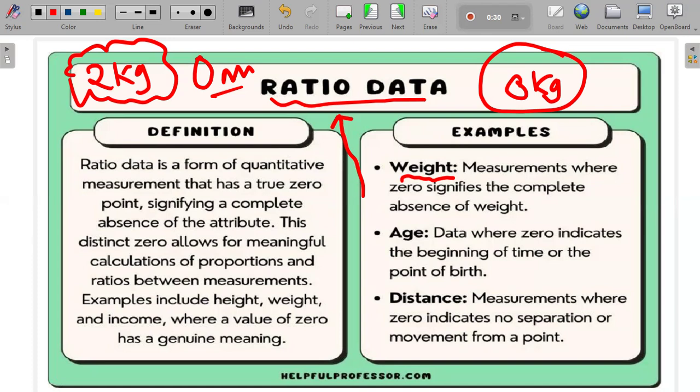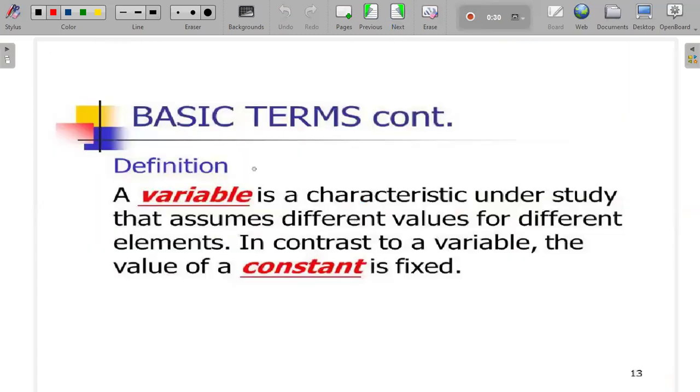And we said this ratio and the interval are under quantitative data or numerical data. Okay, and then I move forward to talk about what a variable is. So if you have a question, feel free to ask, guys.